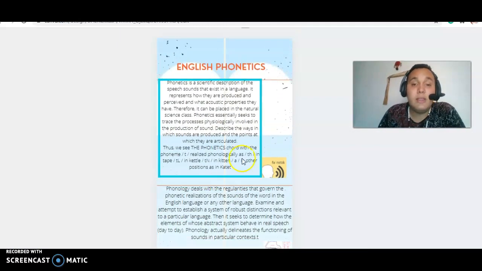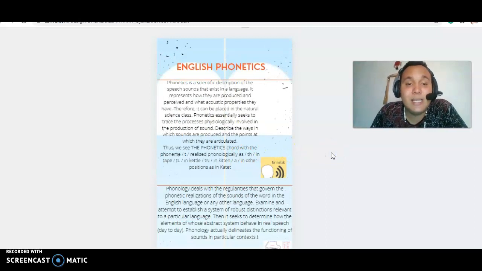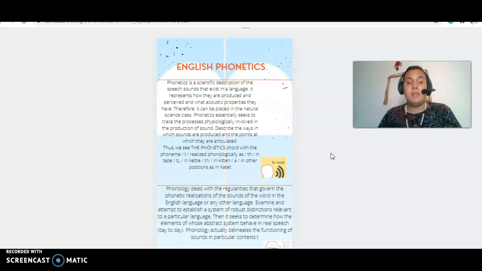Sorry. English phonetics: phonetics is the description of the speech sounds that exist in a language. It represents how they are produced and what acoustic properties they have. Therefore, it can be classified as the natural sound class. Phonetics tries to study the physiology involved in the production of sound, describing the way in which sounds are produced and the point at which they are articulated.